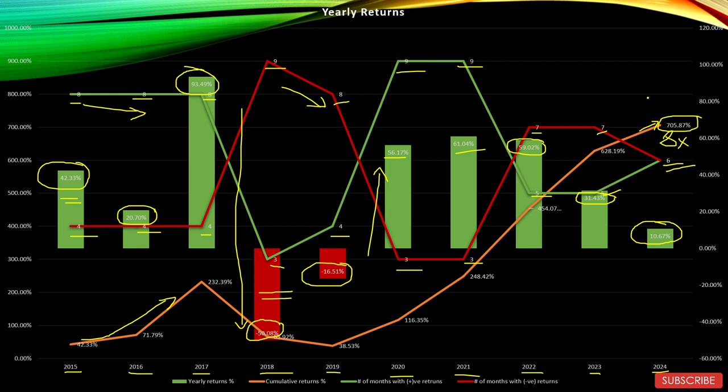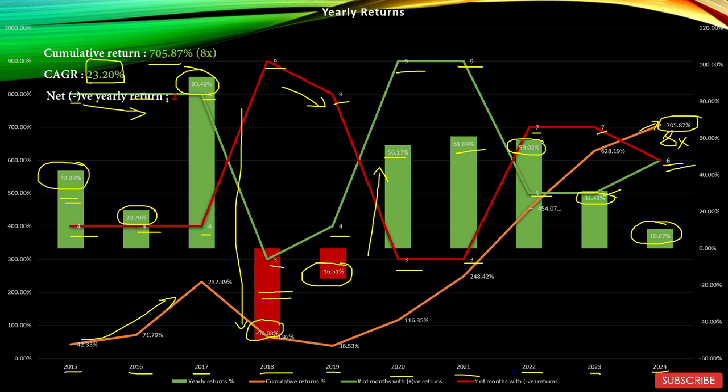Let's see the key takeaways. First is the cumulative return. We have just seen that 705.87%, which is almost equal to 8x. CAGR of 23.20%. So not a bad CAGR, just around the middle of the pack. Not best, not worst. Decent CAGR of 23.20% over the last 10 years.